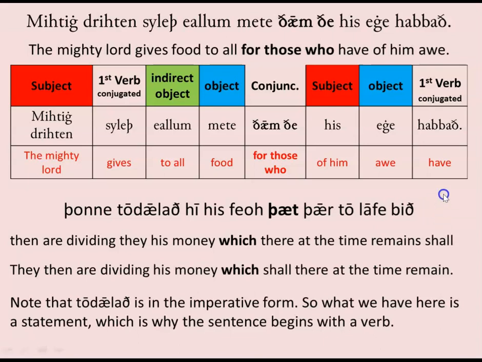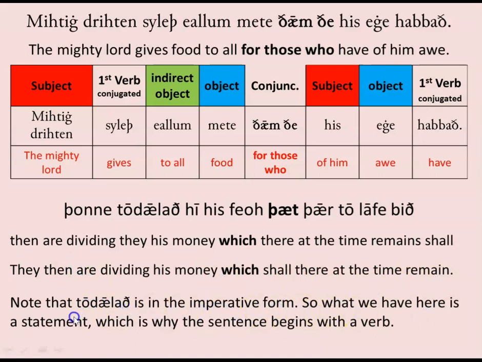So it's future tense. Okay, so bith, third person singular. All right, so what we have is thona todaleth, he, his fech, that thar tolava bith. Okay, they then are dividing his money, which shall there at the time remain. Okay, note that todaleth is in the imperative form.